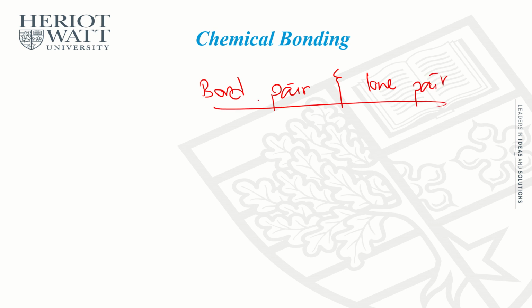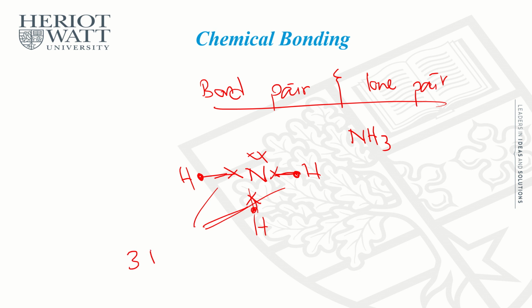Now, how to differentiate between bond pairs and lone pairs? For example, I have nitrogen with 3 hydrogens, ammonia gas, NH3. We draw the Lewis diagram out. Nitrogen has 5 valence electrons, so I have 1, 2, 3, 4, 5. And each hydrogen, as usual, has 1. So nitrogen will form a shared pair of electrons with each hydrogen. So I have 3 pairs of electrons here, or 3 covalent bonds. These 3 we name as 3 bond pairs.